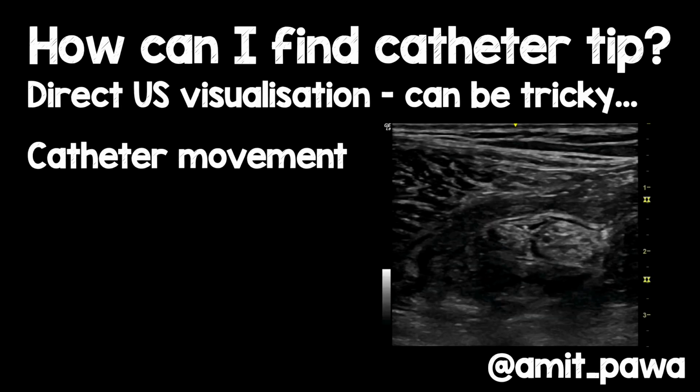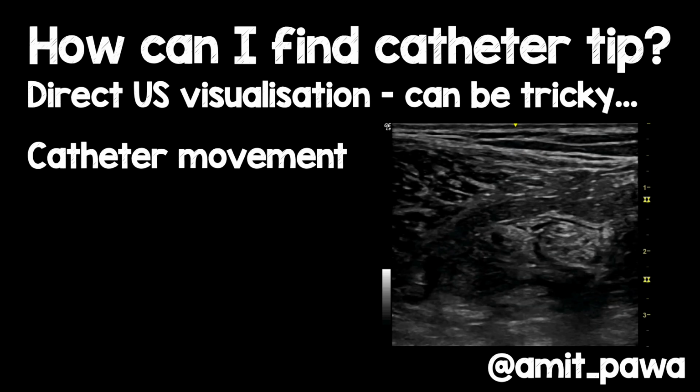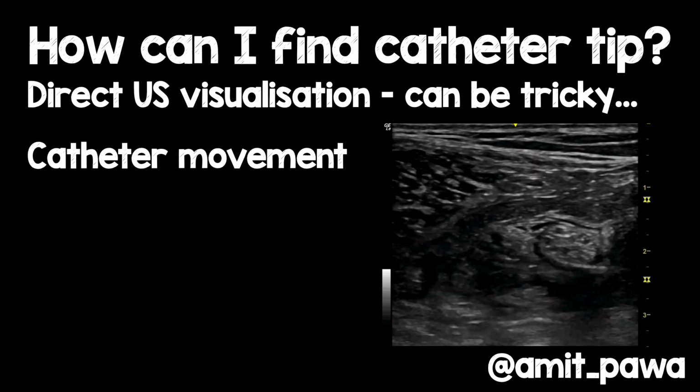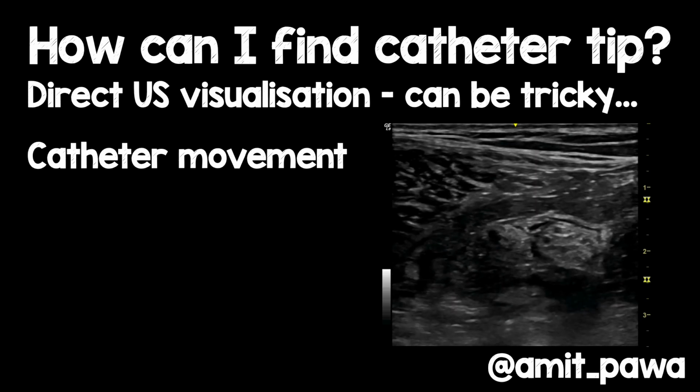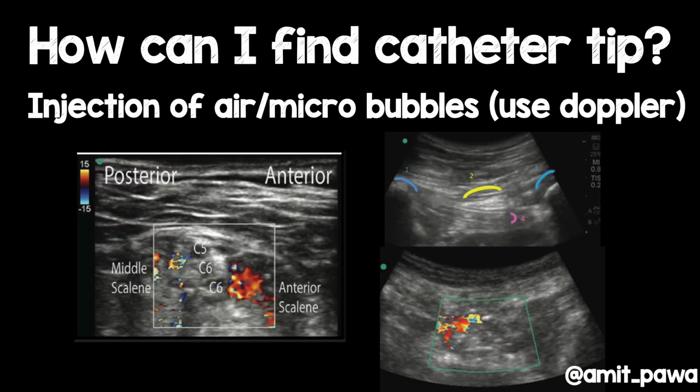So here's me trying to move the catheter tip and see if I can identify where the catheter tip is. And actually in this example, you can see the catheter tip has emerged outside the paraneural sheath. So that would require the catheter to be moved back. Here's an example of what it looks like if you inject micro bubbles and put color Doppler on.